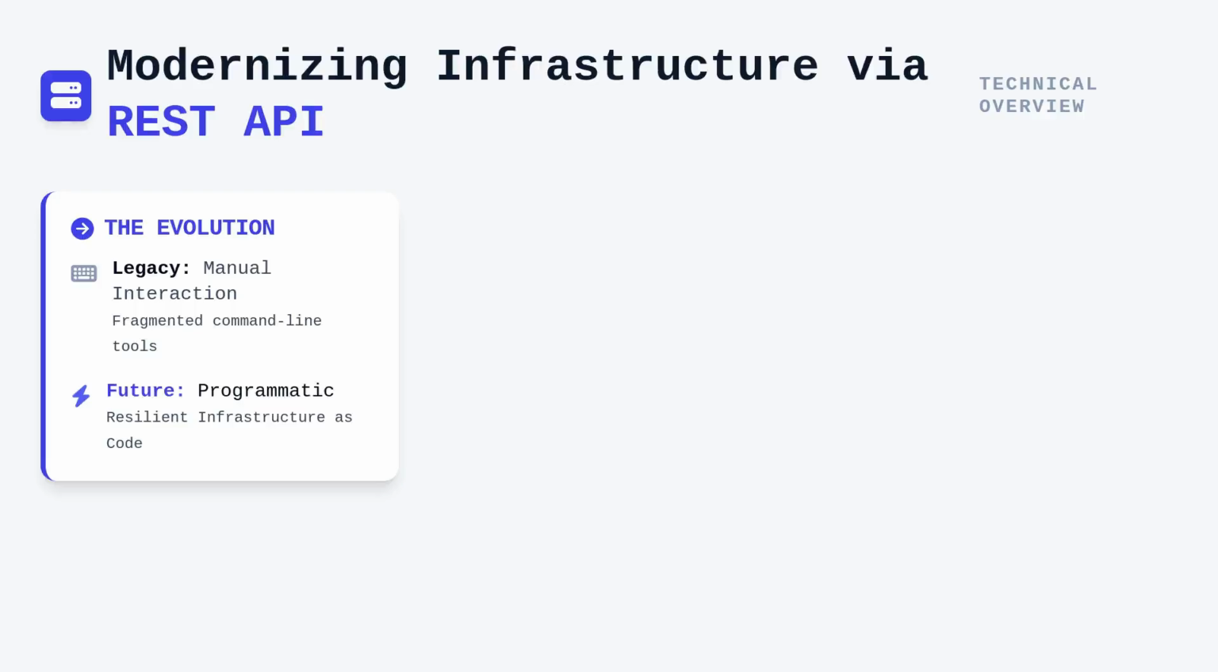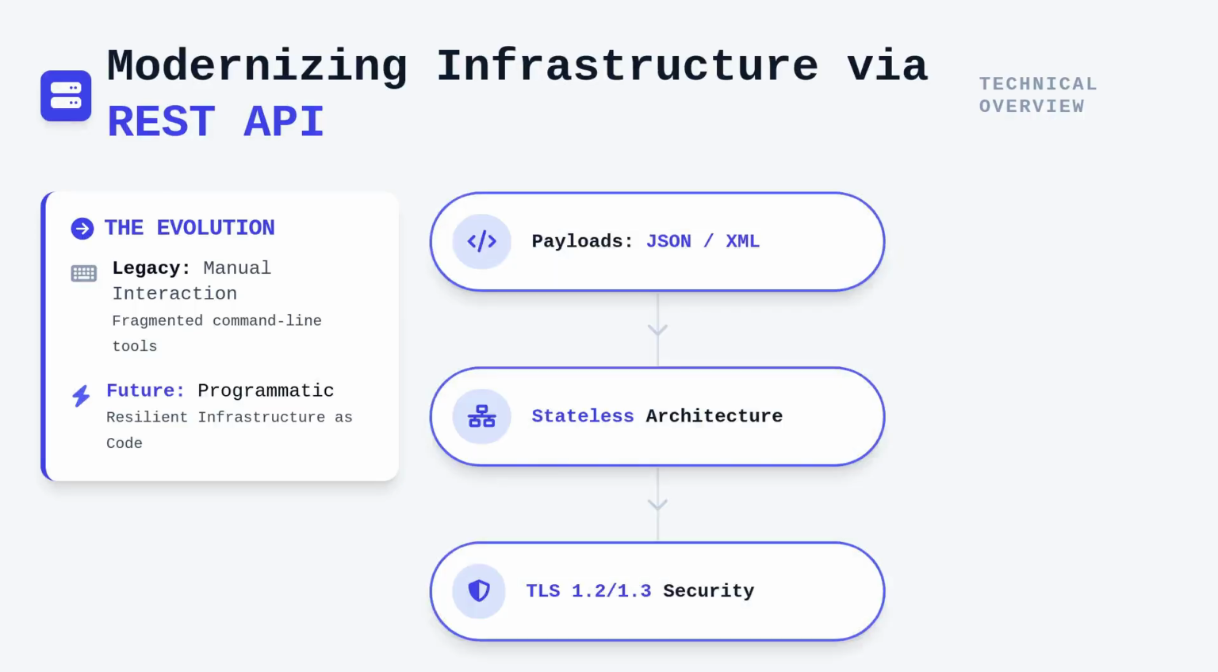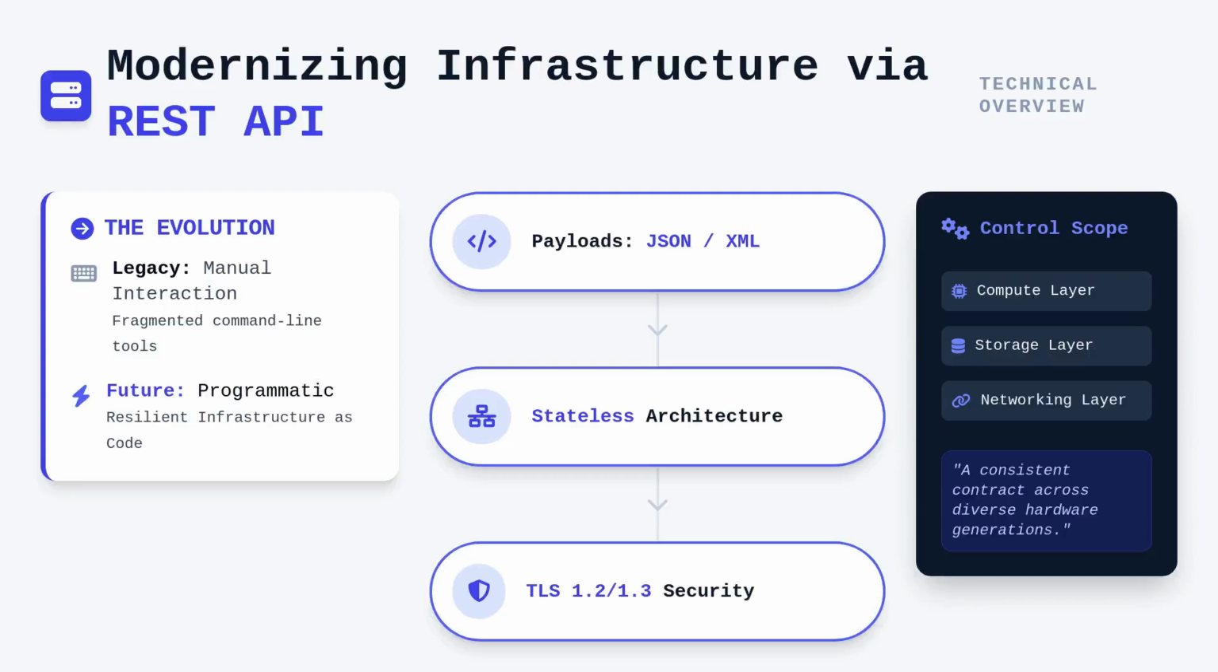When we discuss REST API integrations, we are looking at a stateless architectural style that leverages standard HTTP methods to achieve granular control over compute, storage, and networking layers. For the HPE portfolio, this implies using standardized interfaces to push configuration changes, monitor resource consumption, and trigger lifecycle management events across disparate hardware platforms.